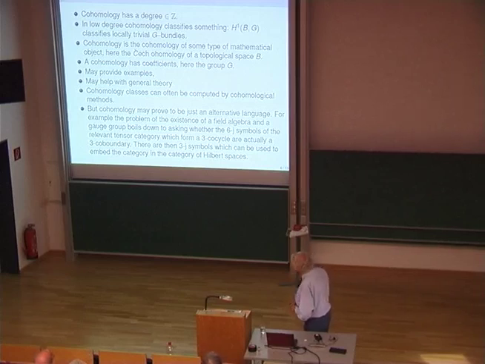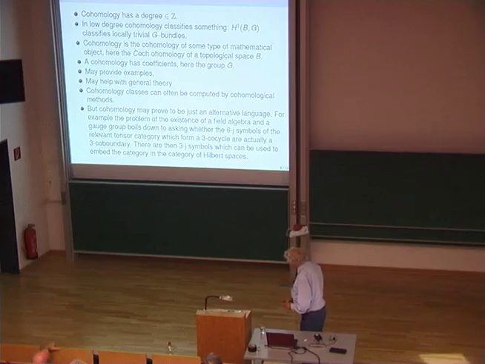The second point is that cohomology is the cohomology of some type of mathematical object. This is the first variable, B. Here it's the Čech cohomology of a topological space. Then there is the second variable, and these are the coefficients of the cohomology, and here that's the group G. And how can it help? It may help to provide examples. Using this notion of cohomology, you could construct locally trivial fiber bundles, locally trivial G bundles. It may help you in the general theory.